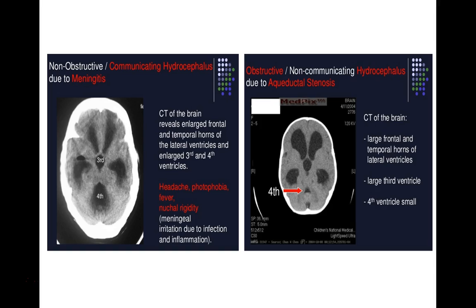I have got some other pictures here as well. This one is communicating hydrocephalus. An example is with meningitis. The third and fourth ventricles there are enlarged. Whereas the one on this side is a non-communicating hydrocephalus. In this one, the third ventricle is large, but the fourth ventricle is small. But that's the neurosurgeon's job to decide what type of hydrocephalus it is.